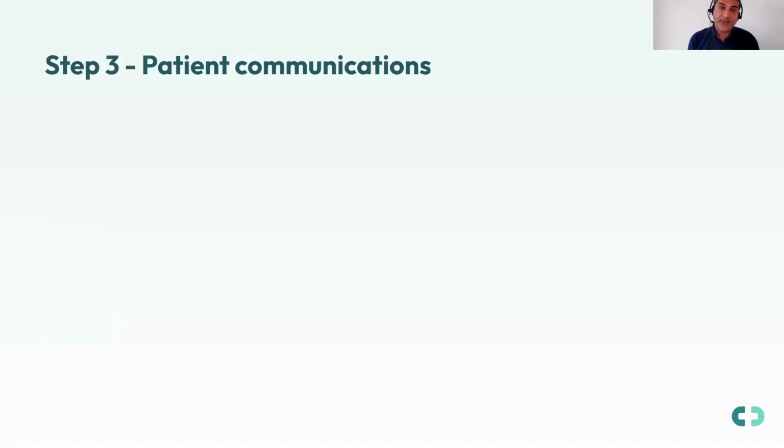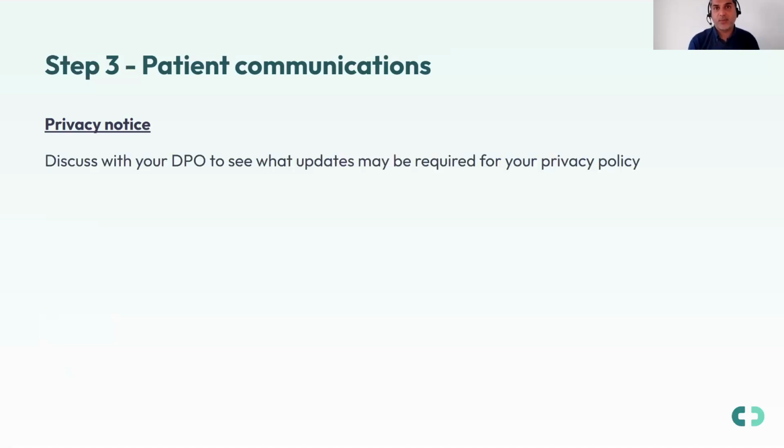Now, there are several things that we need to look at communicating with the patient. Most DPIAs specify that the practices who have a document called a privacy notice need it updated. And often this needs to be discussed with your DPO. So depending on what your privacy notice currently states, your DPO, your data protection officer, may want to update it, and you just need to discuss that with them, just to make sure that it has enough information for your patients on that particular privacy notice.